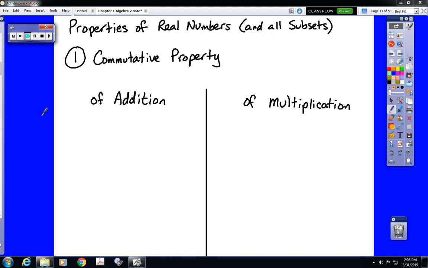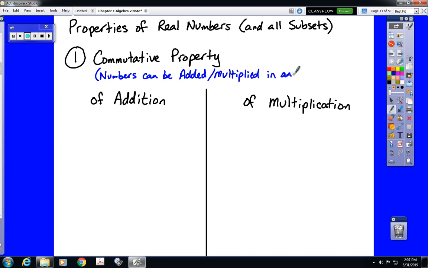So we start off with the commutative property. What this says in words is that numbers, and we already should know this, can be added or multiplied in any order. We don't necessarily have to work from left to right. So the commutative property of addition would read A plus B is equal to B plus A. It doesn't matter whether we add A to B or B to A. We'll get the same answer either way. The same thing would apply to multiplication. A times B is the same as B times A.